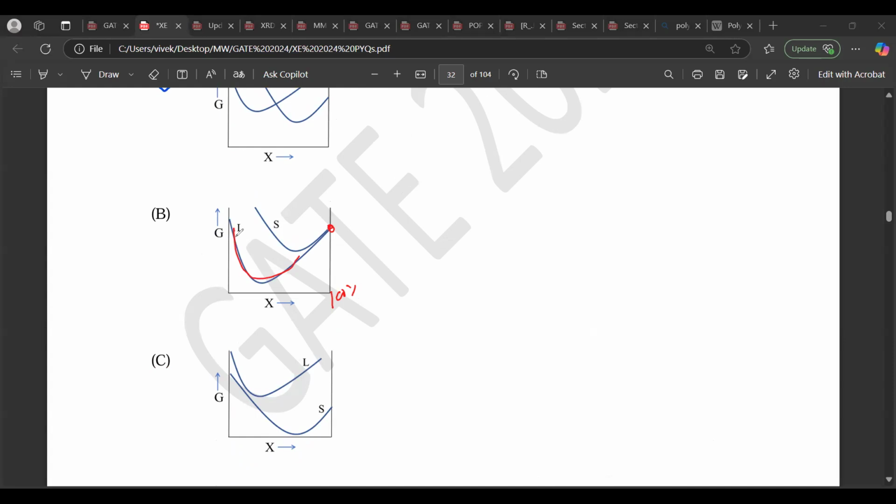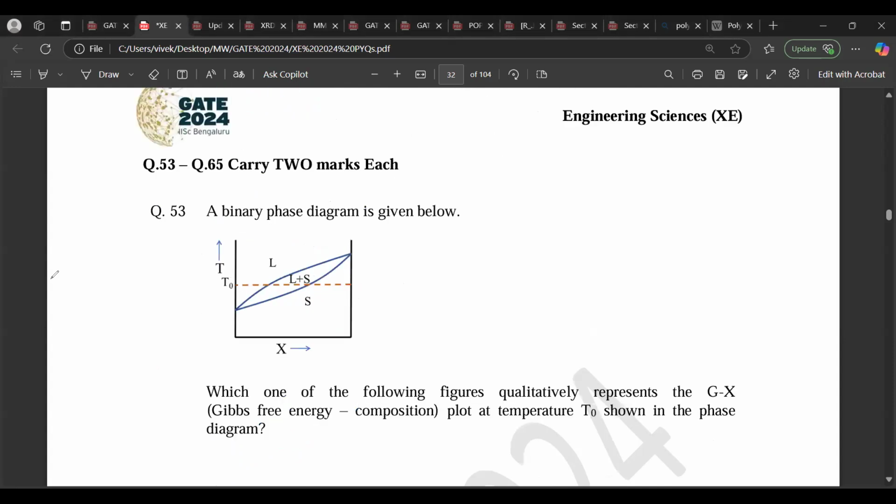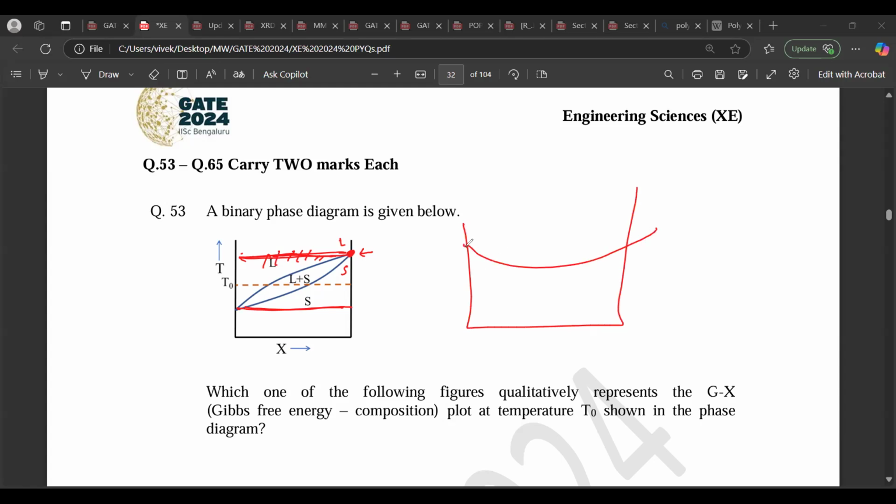Across all the composition your liquid is stable, only at this point both solid and liquid are there. So that is at the top temperature. Across all the temperatures your liquid is stable. Only this is the temperature where both solid and liquid are there, right? That means for this temperature that graph is true. For this temperature, what will the graph be? The graph will be something like this. They will meet here, right? They will meet here.